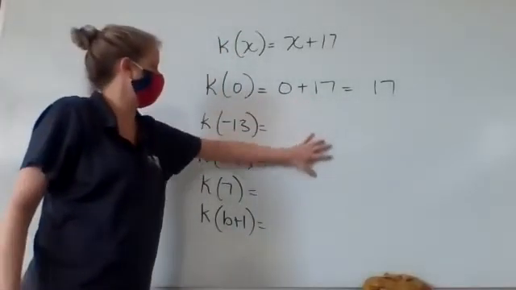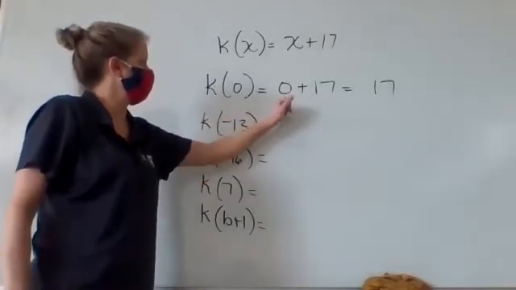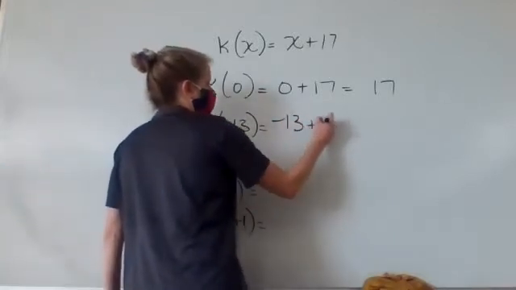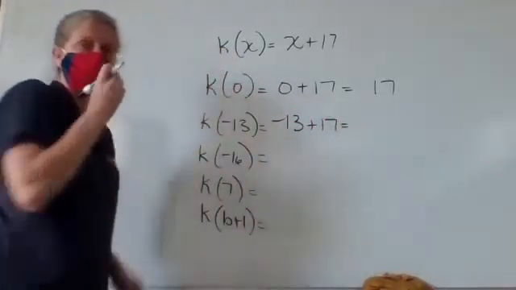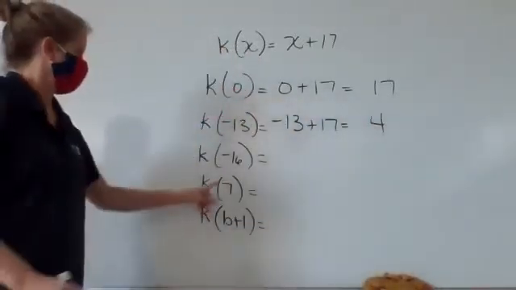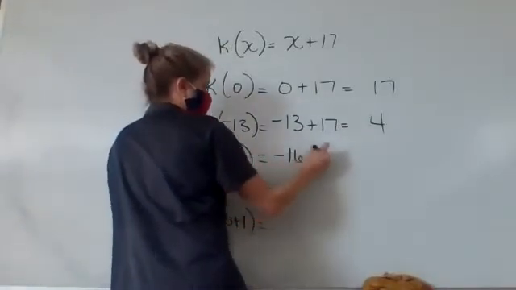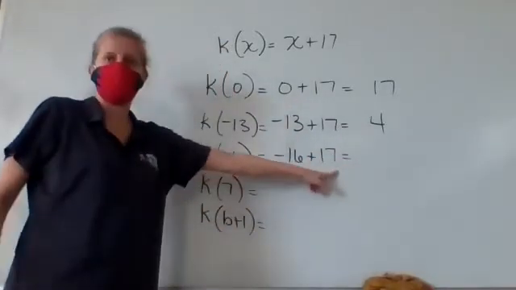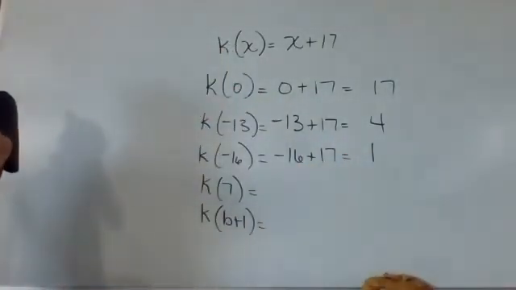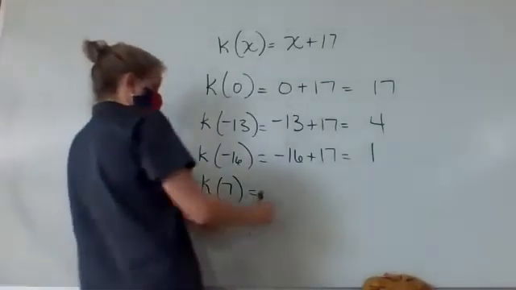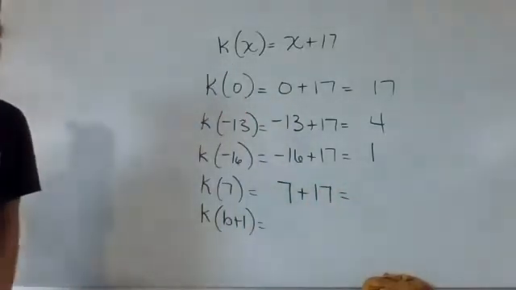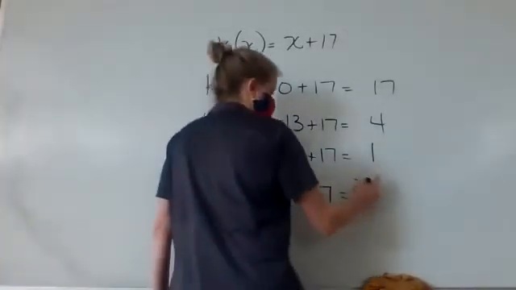So everything is going to look exactly like this one, except this number is just going to change and be whatever's in the parentheses. So this time we have negative 13 plus 17. Do the math. Negative 13 plus 17 is 4. Negative 16 plus 17. You punch that in. Negative 16 plus 17 is 1. Replace it with 7 plus 17, which gives me 24.